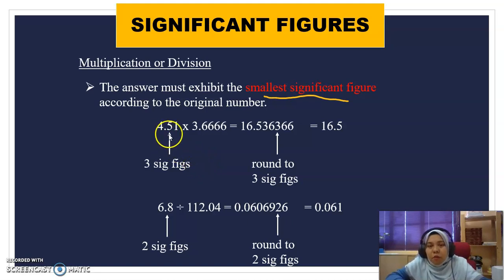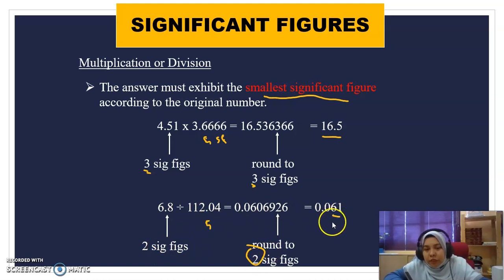So 4.51 has 3 significant figures, times 3.99 which has 3 significant figures. Actually as stated, 3 and 5: 3 is smaller. So the answer must be in 3 significant figures, giving 16.1. The same goes for division. You look at the significant figures: here 2, here 5, so the answer must be 2 significant figures.